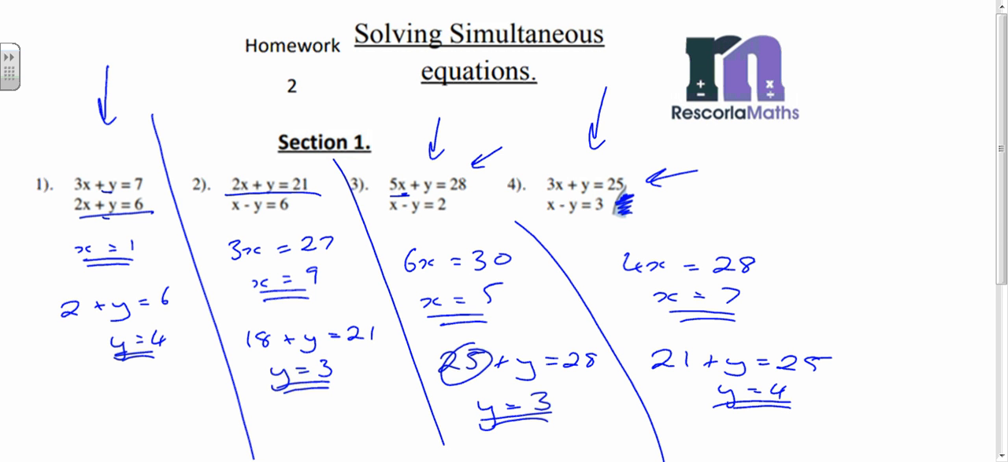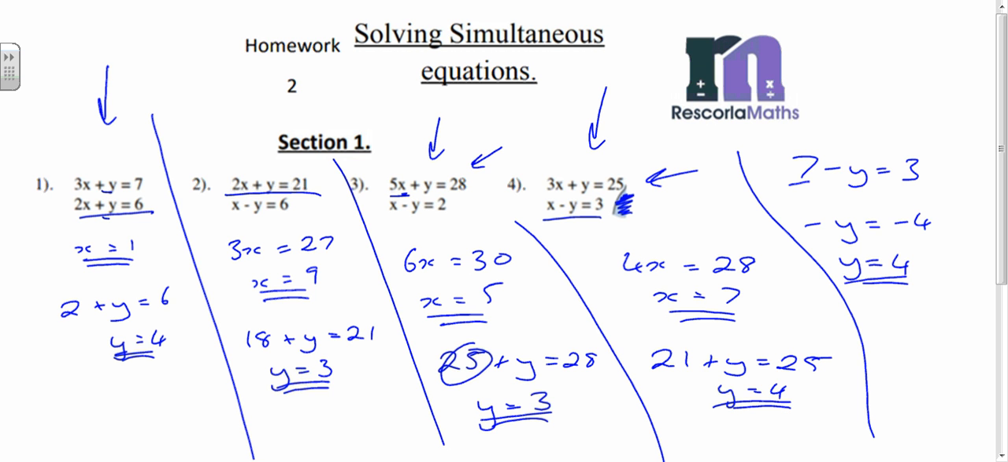Just to show that it doesn't matter though, if we substitute it into the other one, because we did a couple of questions like this last week. If you substitute in the x as 7, you've got 7 minus y equals 3. So remember, if you've got a negative letter, if you take away 7 from both sides, you have minus y equals minus 4. And if we've got a minus y and we want to make it positive, we change the sign of everything. So it's going to be y equals 4. So if you wanted to, you could substitute it into the second one.